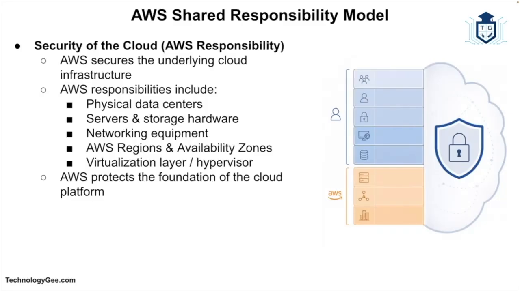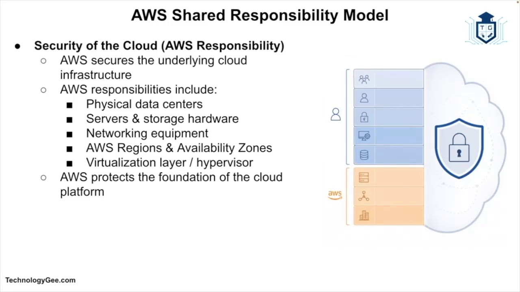All right, so what is the AWS shared responsibility model? Well, at its core, the AWS shared responsibility model defines who is responsible for what when it comes to security and compliance in the cloud. Now, AWS splits responsibilities into two main categories. You have security of the cloud, which is AWS's responsibility. Then you have security in the cloud, which is the customer's responsibility. And this distinction is critical.